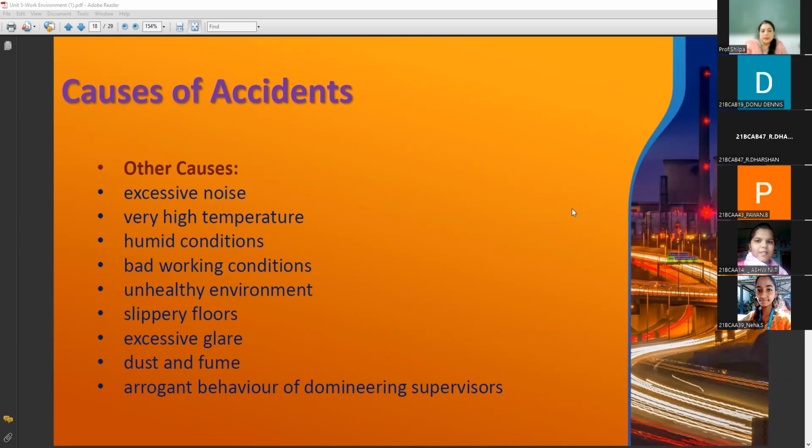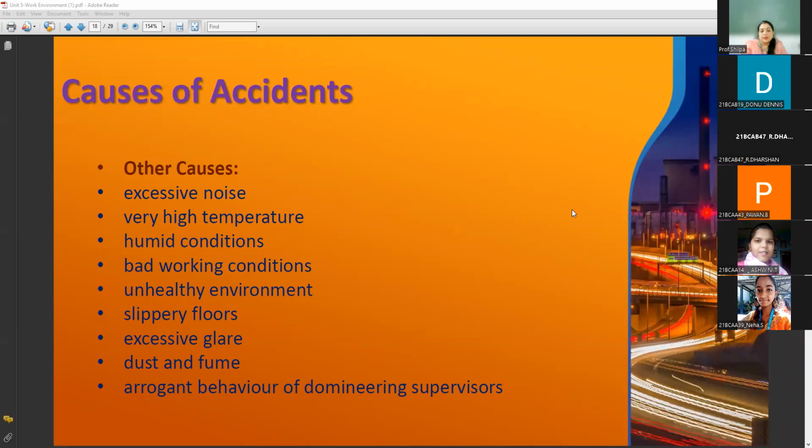Humid conditions, external weather, as well as the excessive heat from the machinery, may lead to a humid atmosphere in the industry, which might also lead to an accident. Bad working conditions: if the working condition for the employee is not comfortable, that might also lead to an accident. There could also be an unhealthy environment, where the worker is working in a place that is not clean and not healthy. Then we have slippery floors. If lubricant oil is spilled all over the floor where the work is happening, though the housekeeping people will clean it, it makes the floor very slippery, and knowingly or unknowingly somebody can meet with an accident by slipping on the floor.